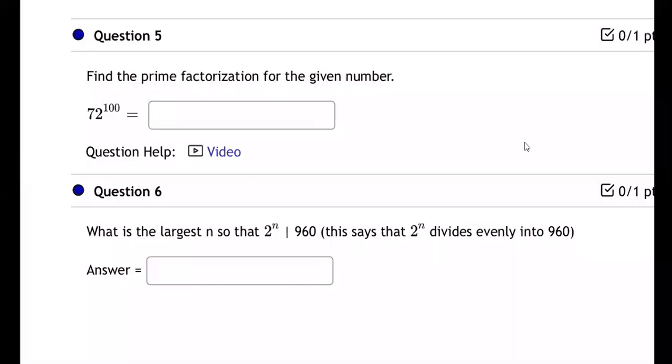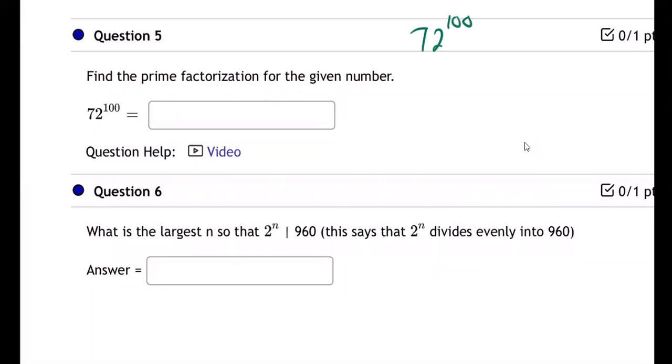5. Find the prime factorization for the given number. 72 to the 100th power. Now wait a minute, isn't that just the answer? I mean, isn't that already the prime factorization?